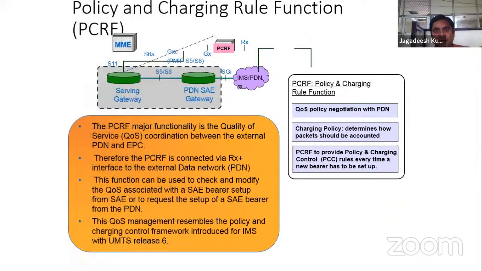So this is the terminal point, the policy and charging rule function. The QoS policy negotiations will be taken care of by this PCRF, which determines how the packets should be accounted for and how much billing should take place. Everything will be through this policy and charging rule function, PCRF. This will be connected to our serving gateway also through the S6A interface.